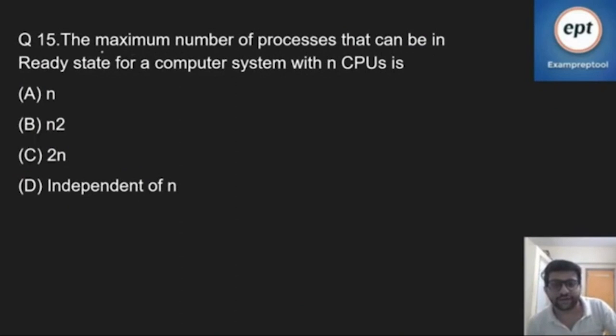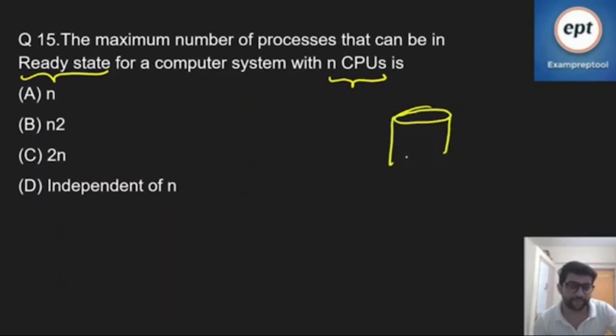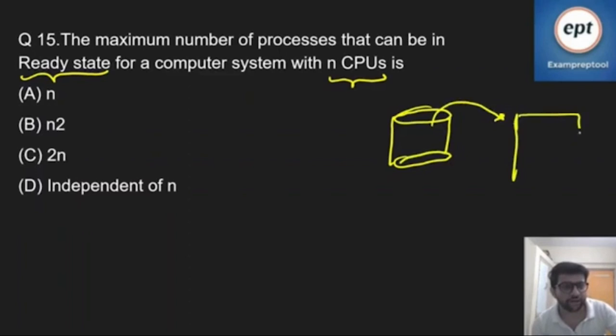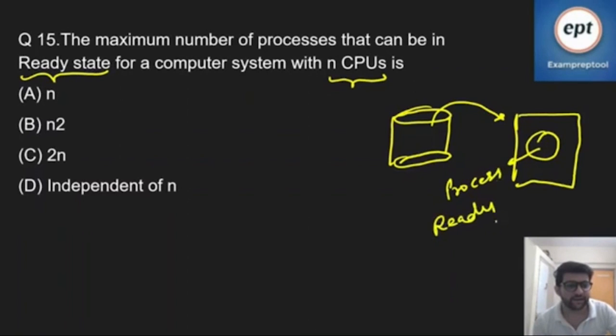So the question states the maximum number of processes that can be in a ready state for a computer with n CPUs. So we have been asked how many processes can be in the ready state. What is the ready state? Ready state is the state when the process is loaded into the main memory. So if we have the secondary memory and the program is loaded to the main memory, it is known as a process and it is currently in the ready state, right?